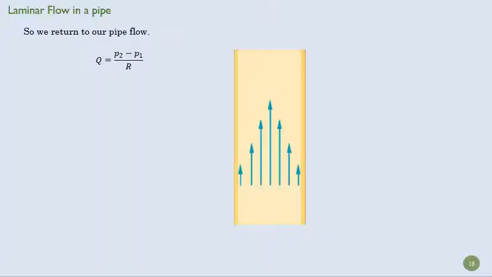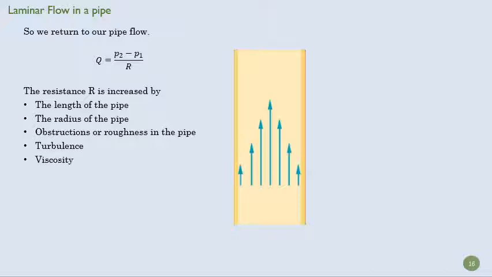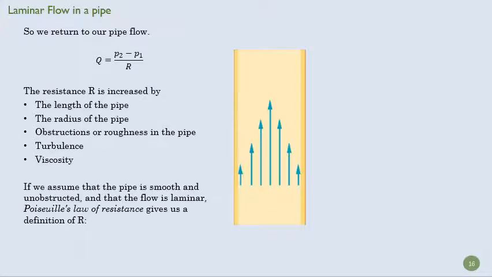So we return to our pipe flow. Here's our generic flow equation, and we want to think about what R is. And we came up with a list of things that could create resistance in a pipe. Now, we're not going to go through this math, but if we assume that the pipe is smooth and unobstructed, so we get rid of this guy, that the flow stays laminar, so we don't need to deal with turbulence, we can come up with a law of resistance that defines R.